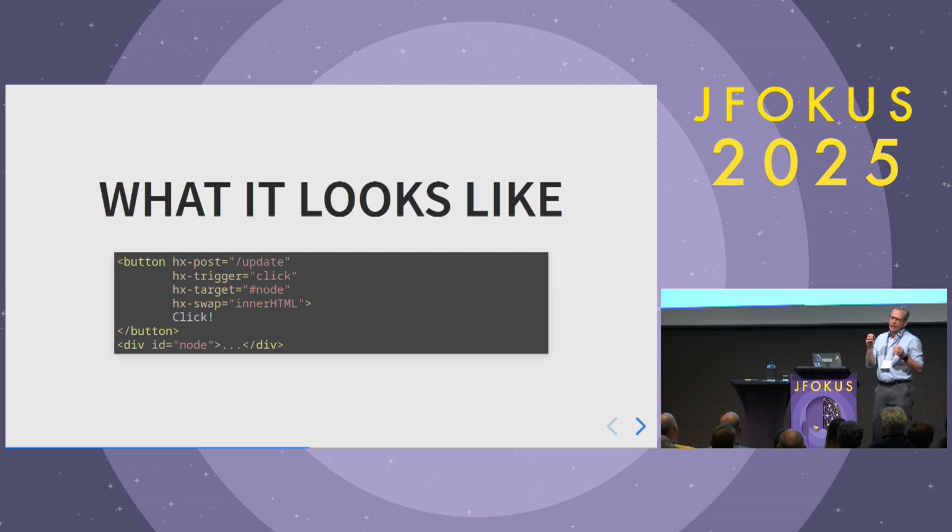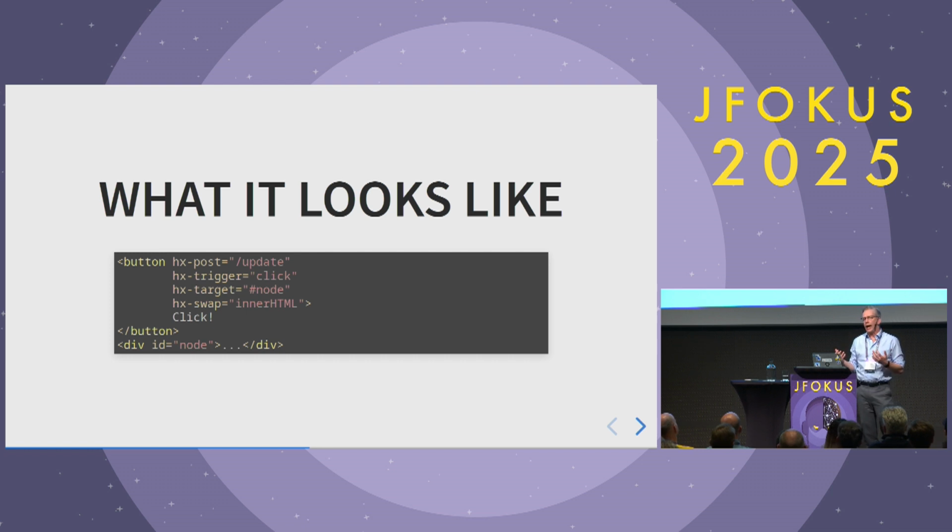HTMX gives us the possibility to add attributes to tags. They all start with hx-something. In this case, I have a button which does a post to update. It will do so when the event click happens. There are a number of triggers. We can do it on scroll, we can do it on hover, etc.